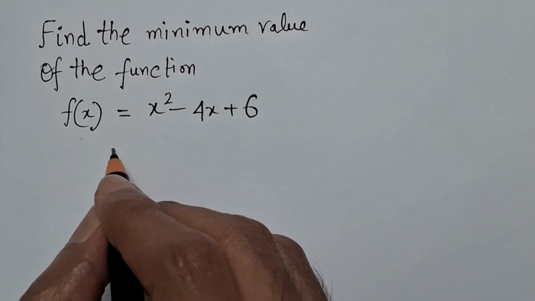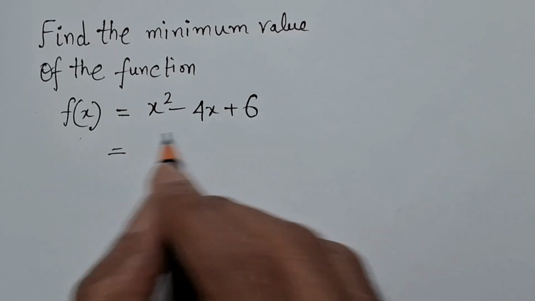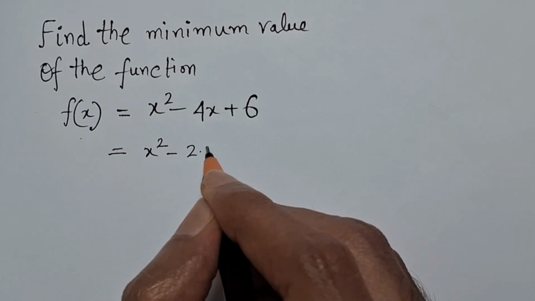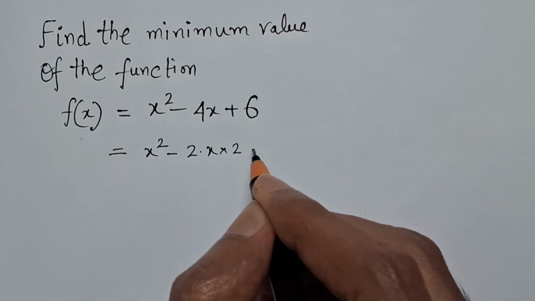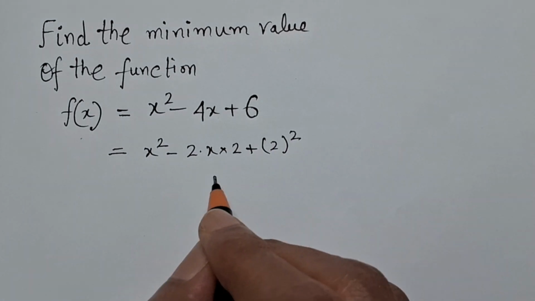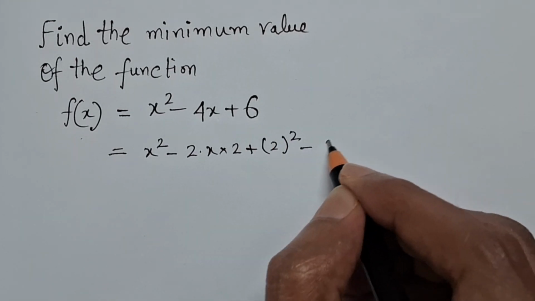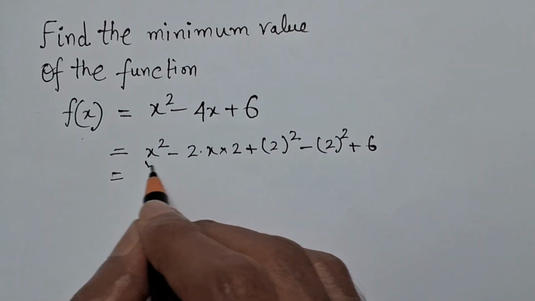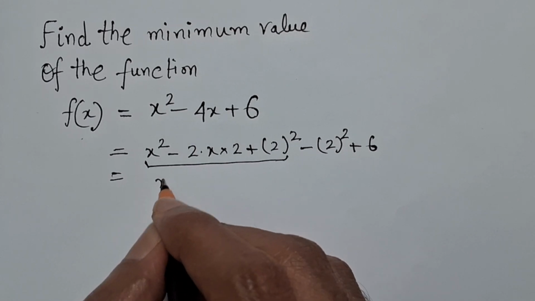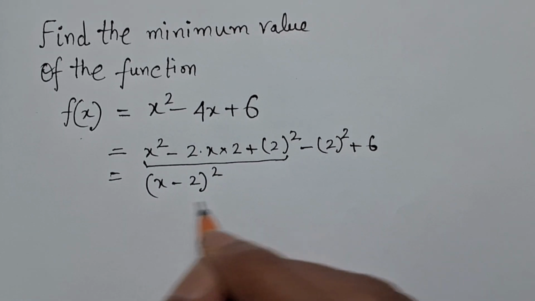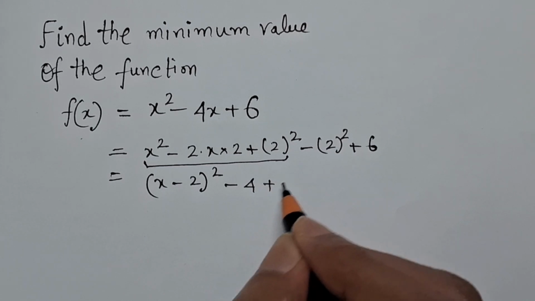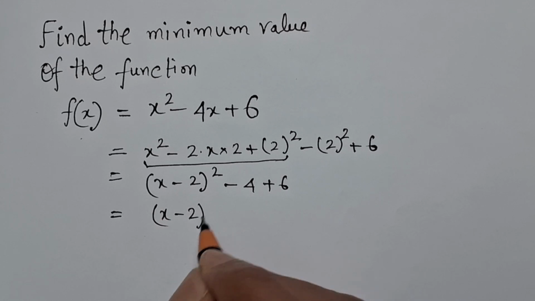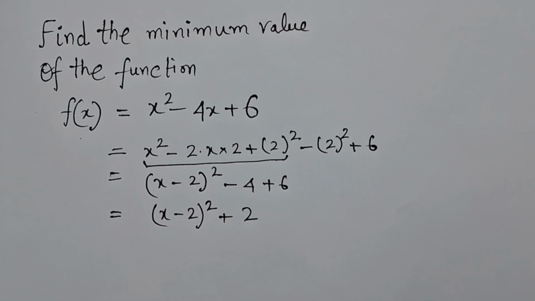So what is that? For that, we convert this expression into a whole square form. That is, x square minus 2 into x into 2 plus 2 whole square, minus 2 whole square, that is 6. So this term is a pure whole square form, that is x minus 2 whole square, minus 4, plus 6. So here it is x minus 2 whole square plus 2.